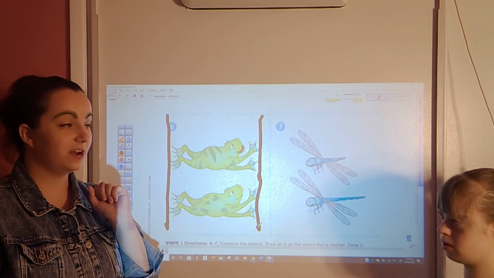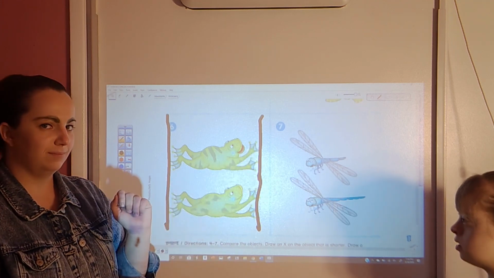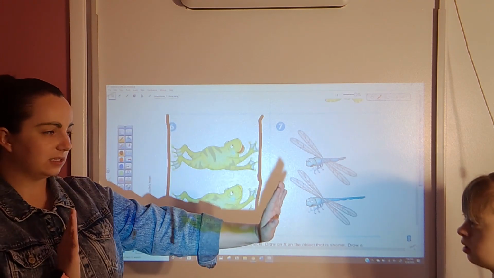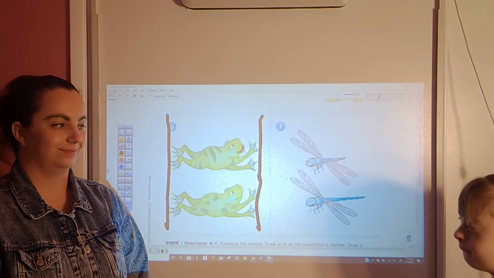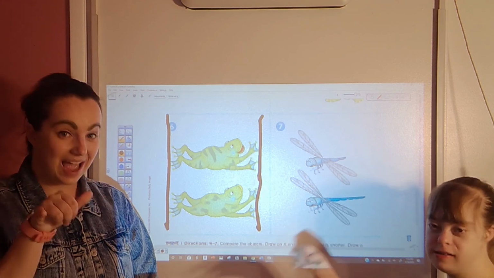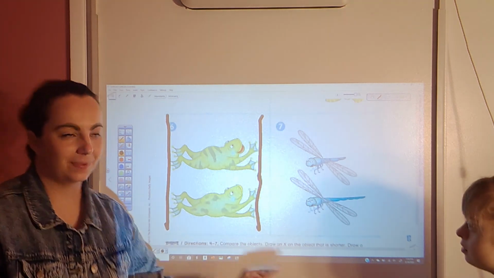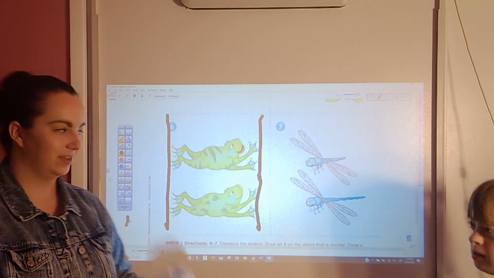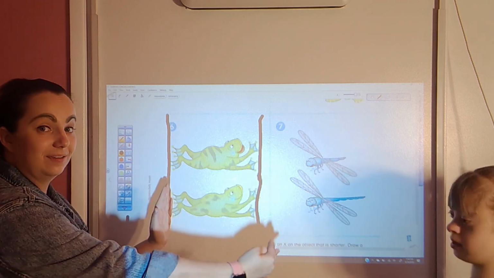Now, looking very closely, where I measured them, are there different lengths or the same length? They're the same length. Yes. Look, the measurement lines line up. They're the same spot. From toe to head, they're the same length.